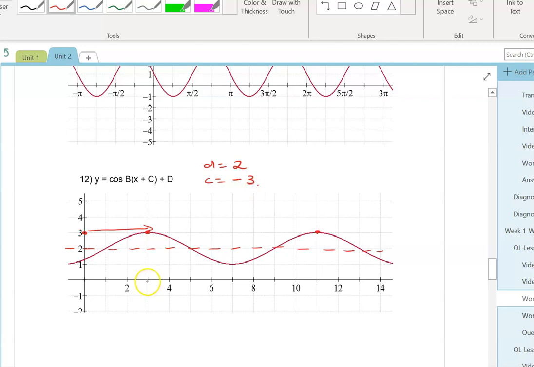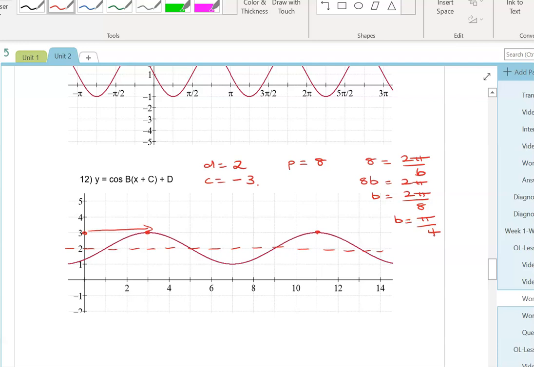The period starts at 3, goes to 11. So we have the period as 8. So let's work out the value of B. We go 8 equals 2 pi over B. 8B equals 2 pi. Therefore, B equals 2 pi divided by 8, which is pi upon 4.